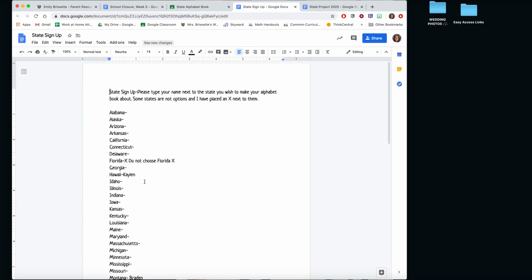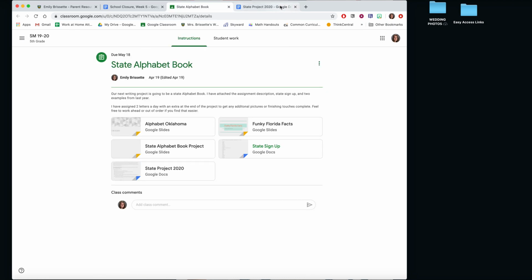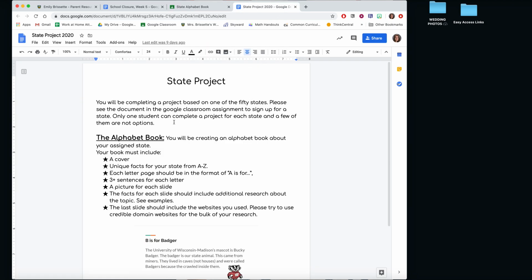Just please type your name next to a state. You can only have 1 person per state because there's so many options, so I don't want you guys to double up. But once you've picked your state, then you're going to make a book about it.